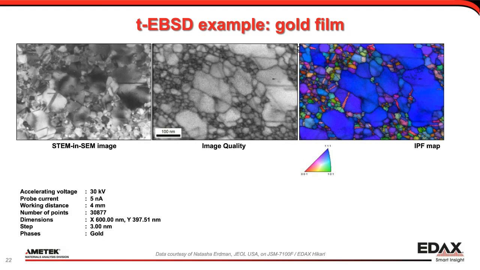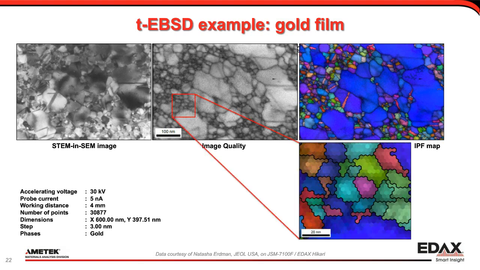Here is a nice example of the EBSD mapping resolution that can be obtained in a transmission EBSD configuration. This data was collected by Natasha Erdmann at Joule in the USA using an EDAX-Hikari EBSD detector. The map on a fine-grained gold film was collected with steps of only 3 nanometer, which allows successful orientation and grain analysis of grains that are smaller than 20 nanometer.